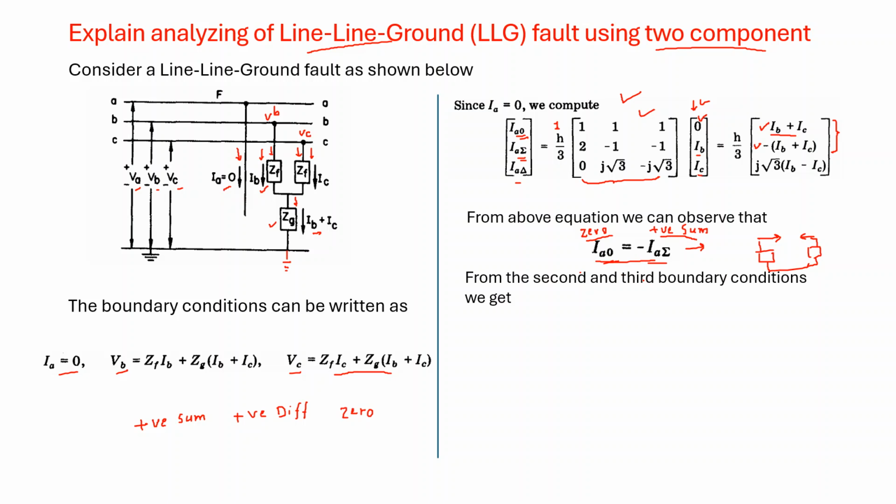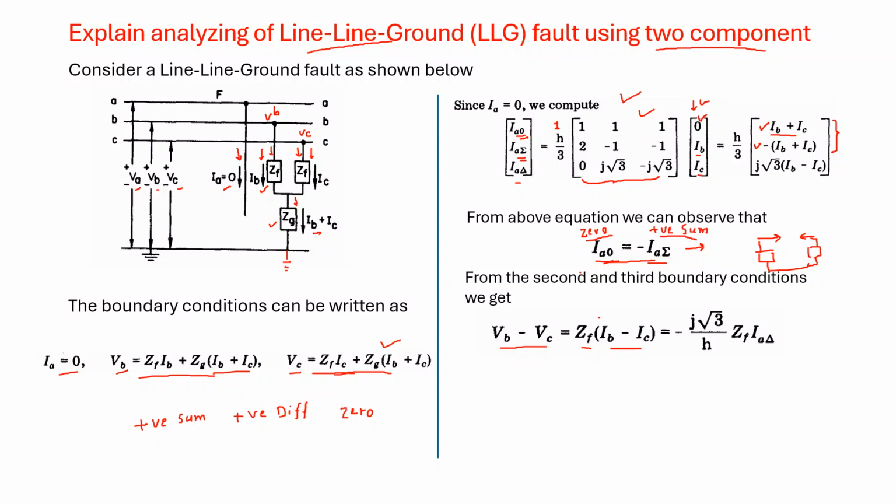Next, from the second and third boundary condition. So this is our second boundary condition and this is the third boundary condition. Now if you do VB minus VC, we will get ZF into IB minus IC, because this second term here and this second term will get cancelled, then we will have ZF into IB minus IC.